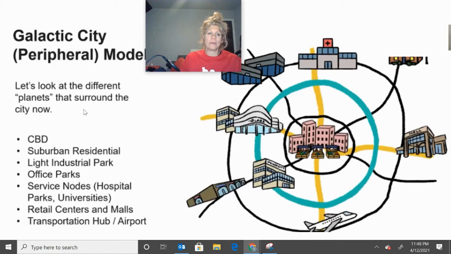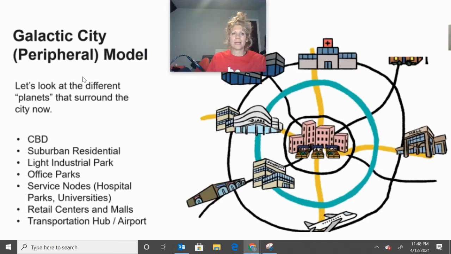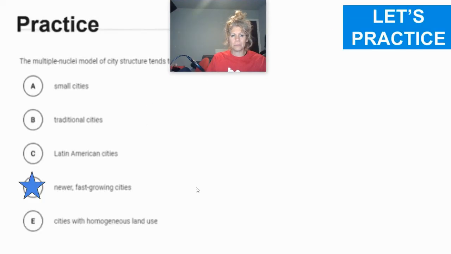Okay. So if we look at how these used to be planets, we see that we can fill all these in with our central business district in the middle. We have suburban residential areas. We have light industrial parks. We have office buildings. We have hospital nodes or even colleges, college campuses or universities. We even have those retail centers and malls. And we even have a transportation hub that could include an airport. Okay, so again, that is going to be your galactic city model.